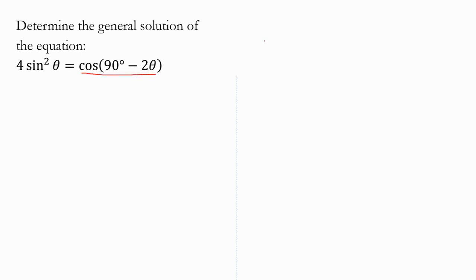So remember the co-ratio. Let me just remind you about the co-ratios. We have cos(90 minus theta) is equal to sine theta. And then we have cos(90 degrees plus theta), which is equal to negative sine theta.